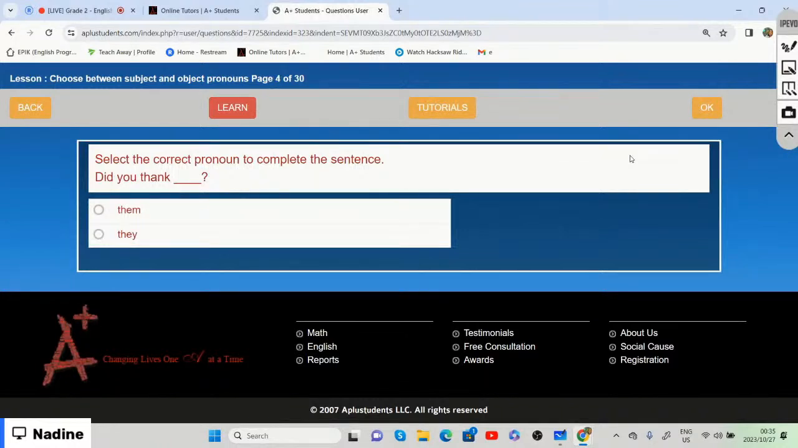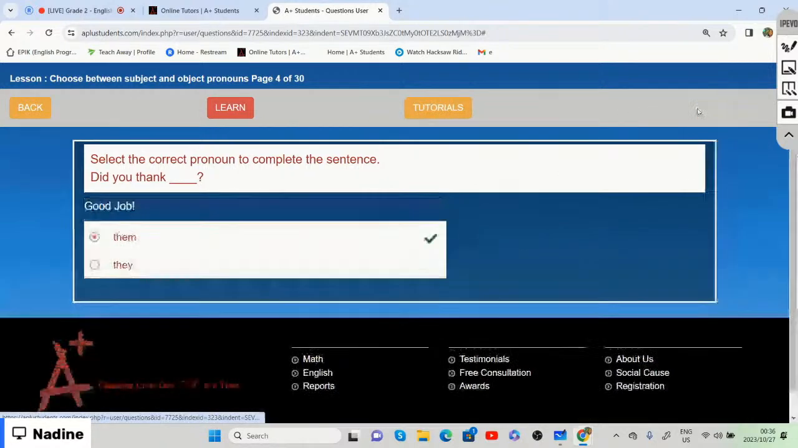We need to select the correct pronoun to complete the sentence. Did you thank them or did you thank they? You cannot thank they, you can thank them.